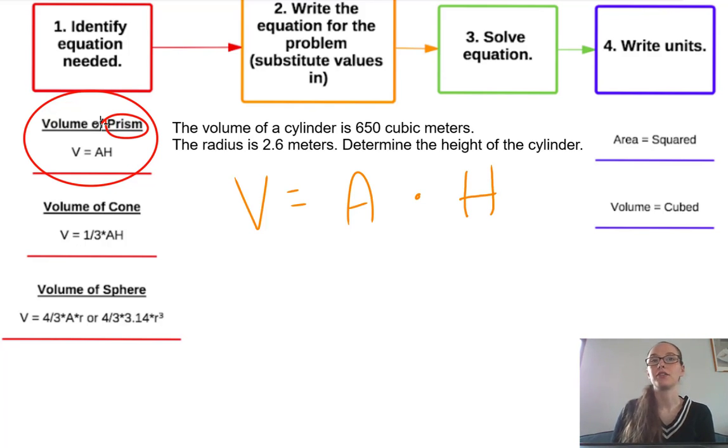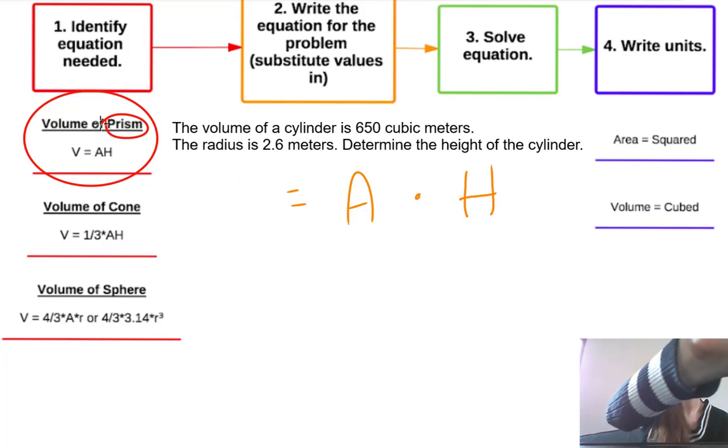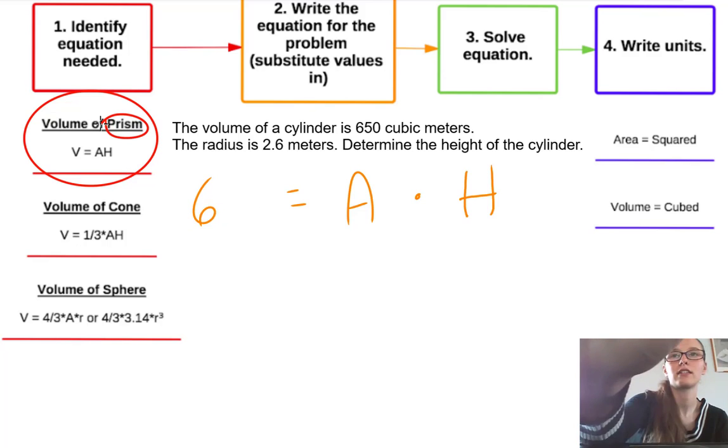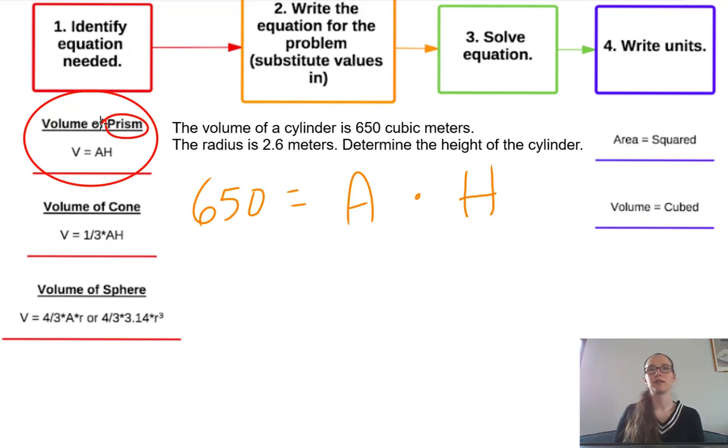And then it says substitute the values in. Well, we know the volume is 650 cubic meters. And we know the radius is 2.6. The radius helps us with the area. So let's calculate the area.